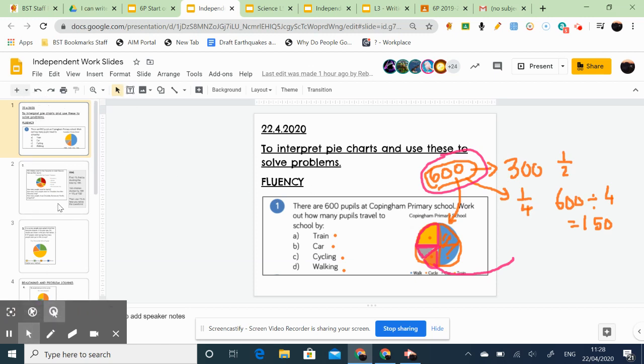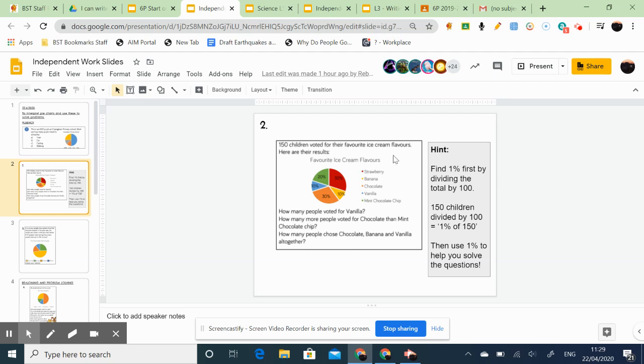Right, 150 children voted for their favorite ice cream. So again, we know that 150 is the total. We know that there are 150 children in total. They voted for their favorite ice cream flavors. Here are the results: strawberry, banana, chocolate, vanilla, mint chocolate chip. How many people voted for vanilla?